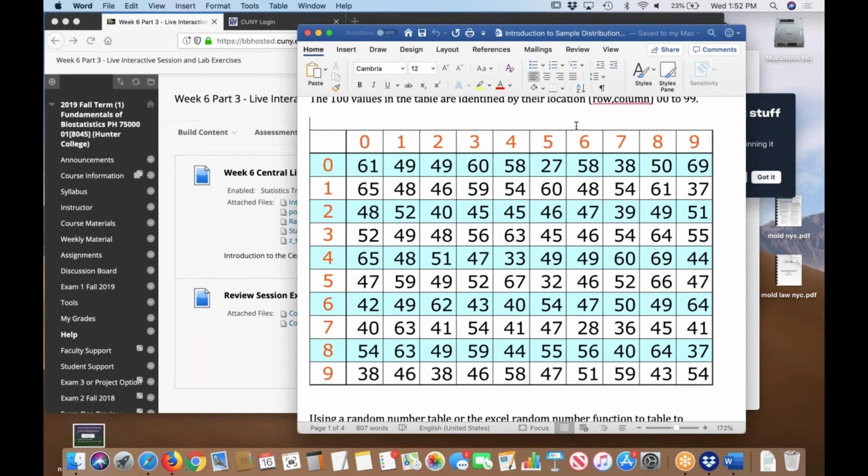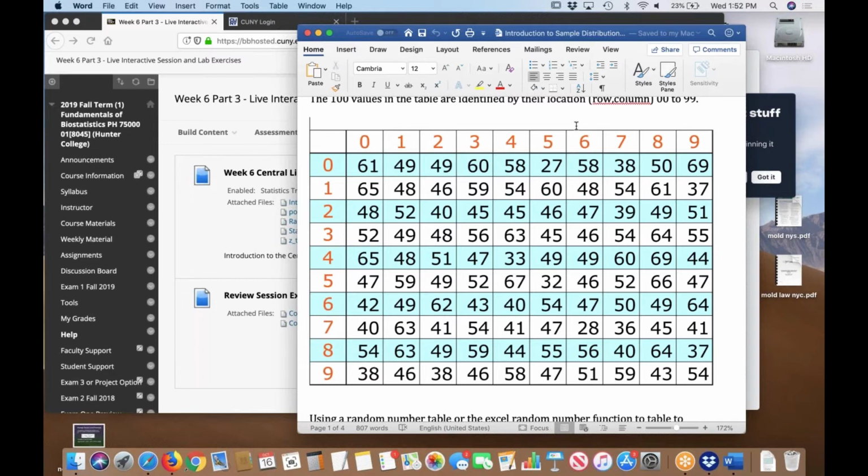Okay, in this case, we have this population. We're not going to worry about what the numbers represent. They might be hormone levels, they might be ages, they might be blood pressures, obviously not blood pressures, but they could be anything, but we're not concerned about that right now.